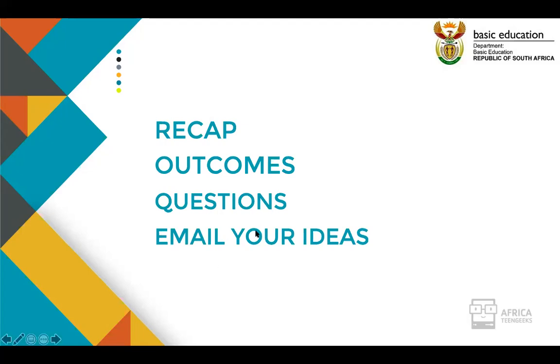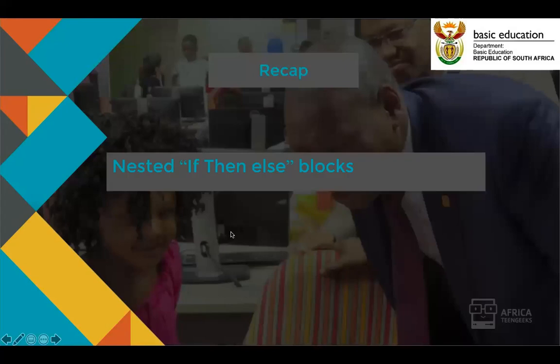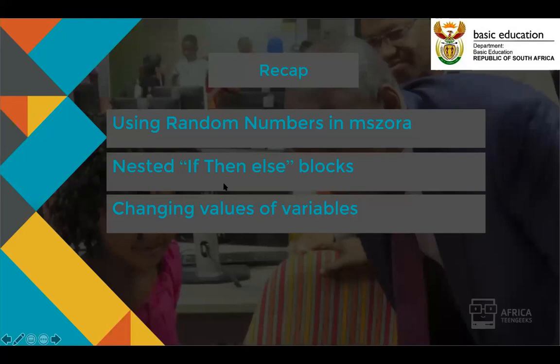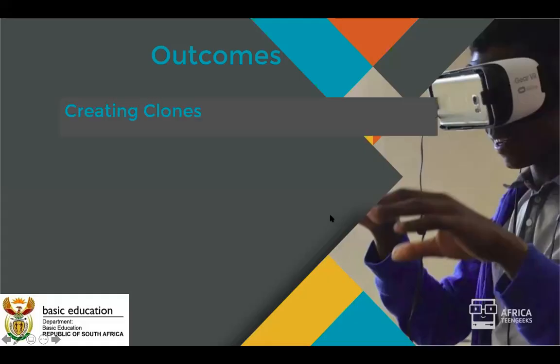And so as we recap, we looked at nested if then else blocks. It looked at changing values of variables, and it looked at using random numbers in Misora. There's quite a few random numbers that we used, and that is what we had a look at on Thursday and Friday.